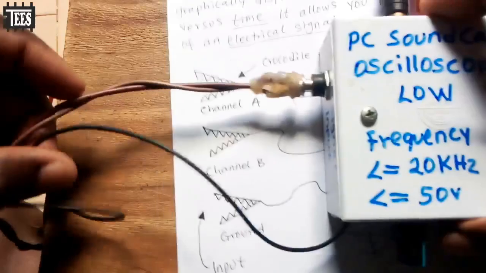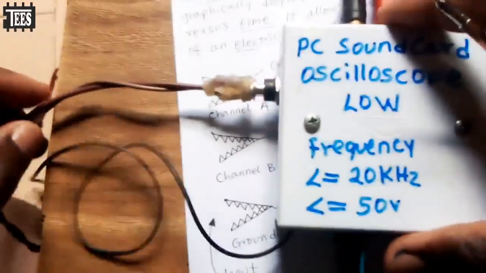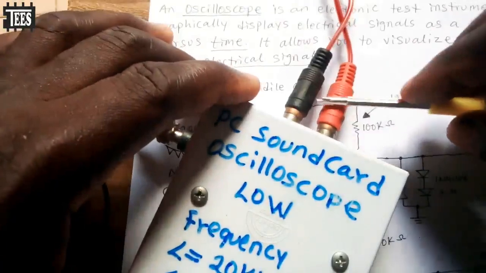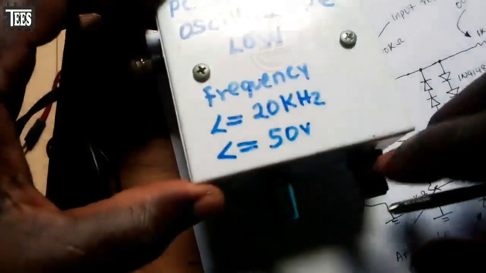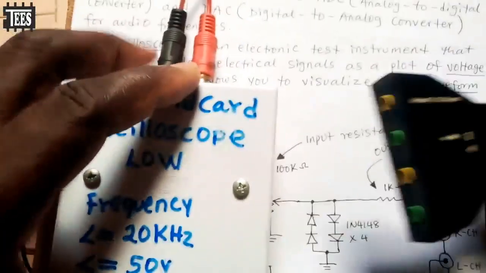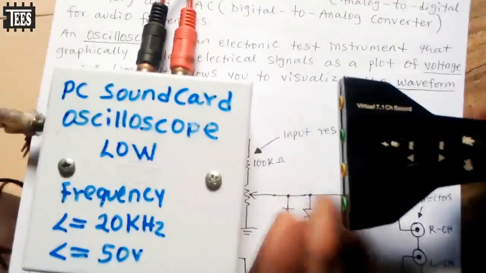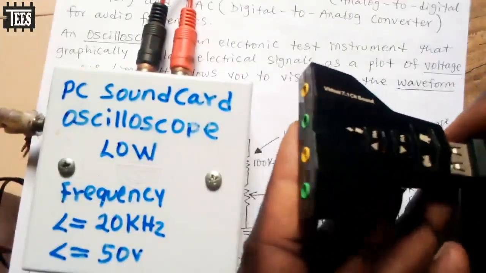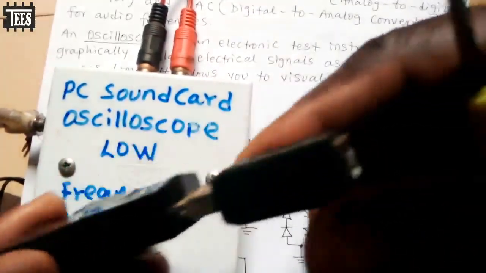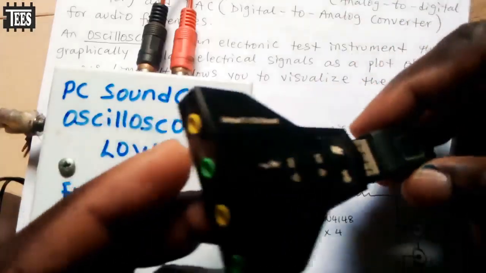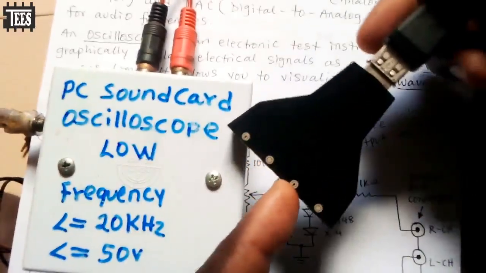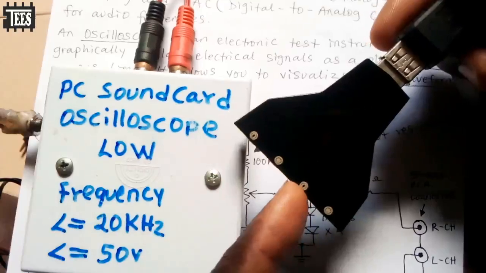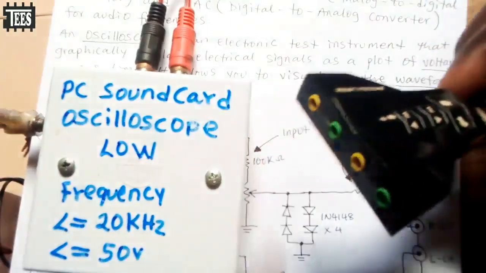So here is my input. I can feed in a signal, either a sine wave, a square wave or a triangular wave. And then at this point, the output goes to the sound card on your computer. Your sound card could be something like this. If your computer's onboard sound card is faulty, you can use this external USB sound card. Here we have the microphone and the headphone ports.